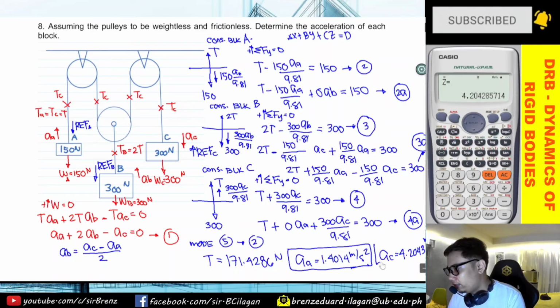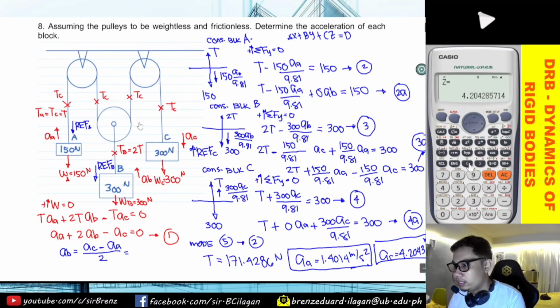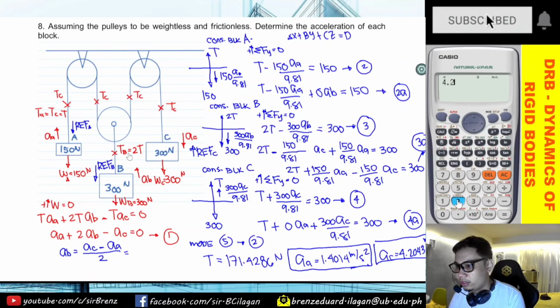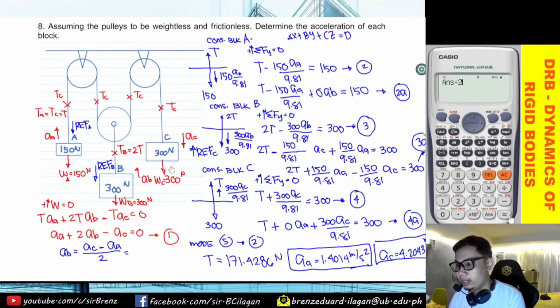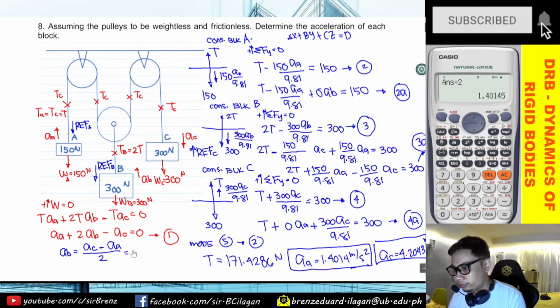Gamitin lang natin yung value ni A sub A and A sub C to solve for A sub B. Substitute lang natin dyan. Mode 1. So, A sub C, 4.2043 minus 1.4014 divided by 2. So, 1.401. Ganun din, kapareho lang din yung acceleration A. 0.14 meter per second squared.